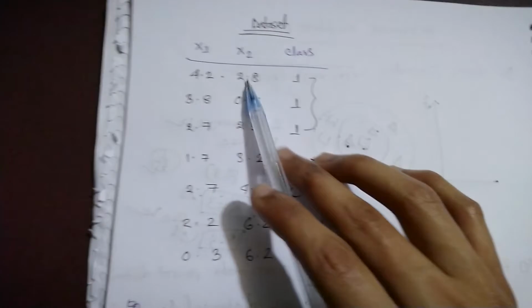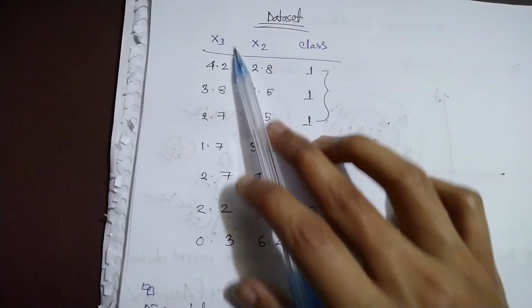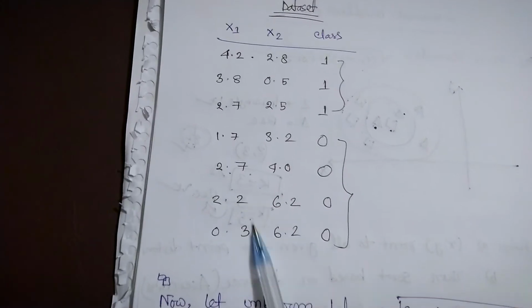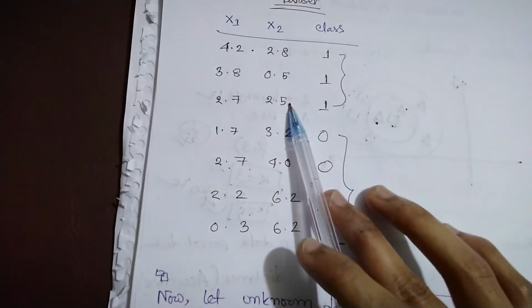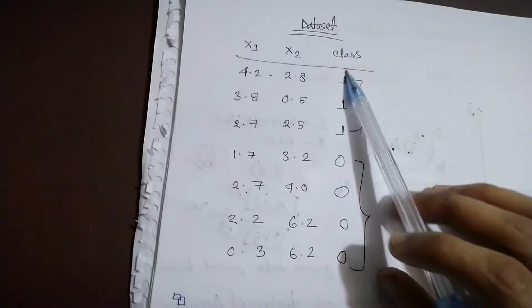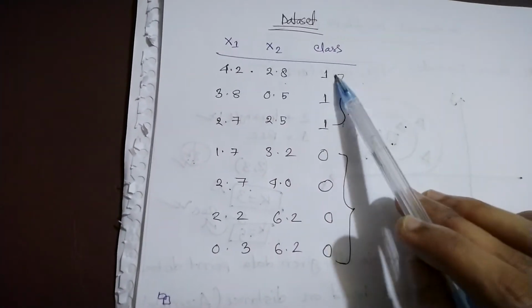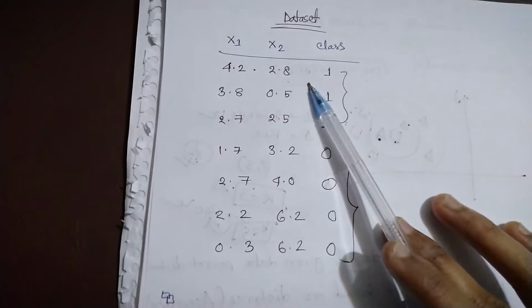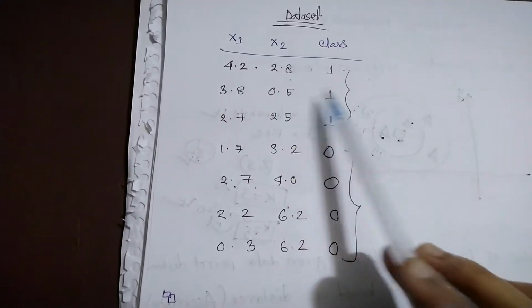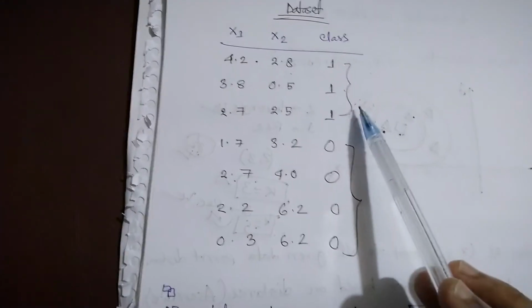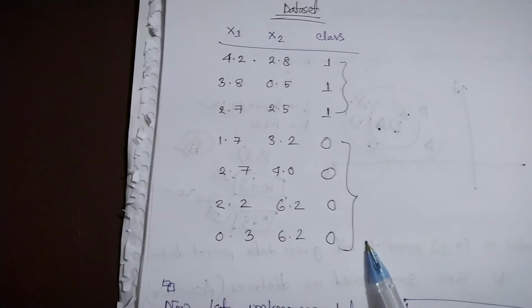So this is our given data set. For the x1 column we have 4.2, 3.8, 2.7 and all of those, and for x2 we have 2.8, 0.5 and all of those. Suppose for the 4.2 and 2.8 data we classify it as class 1. This is our training data actually. 3.8 and 0.5 is under class 1, and 2.7 and 2.5 is under class 1 as well, and the others belong to class 0.